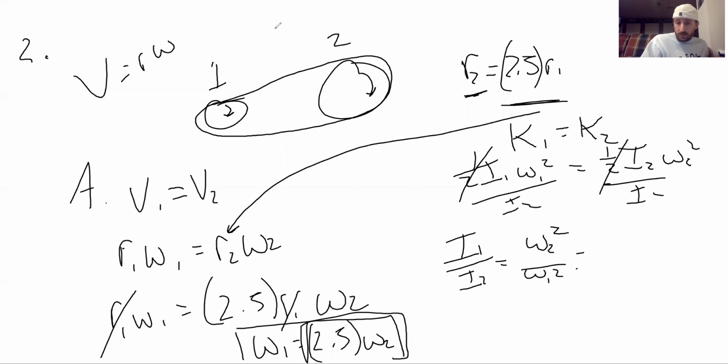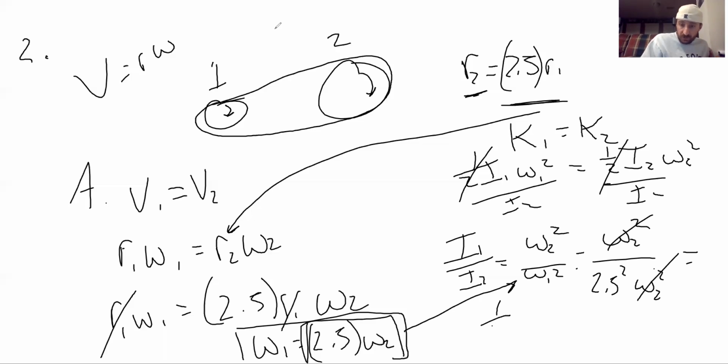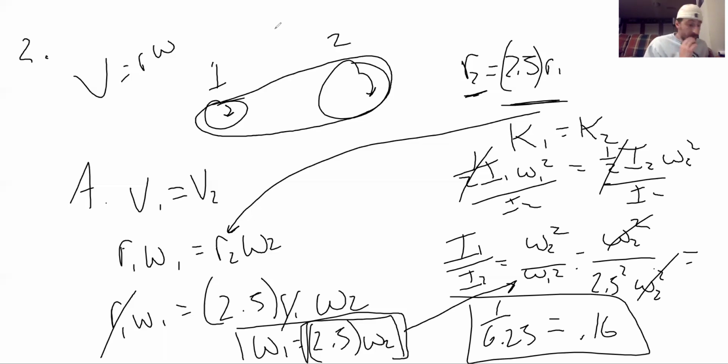Go ahead and enter that in. So I got omega 1 again. I'm going to plug in. So I get omega 2 squared over 2.5 squared times omega 2 squared. So if you do this out, those cancel out, and you're going to get 1 over 6.25. That's 2.5 squared, which equals 0.16. Pretty straightforward so far. Oh, that's it for that one.